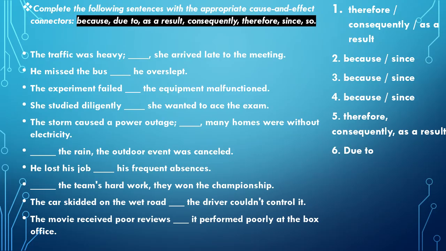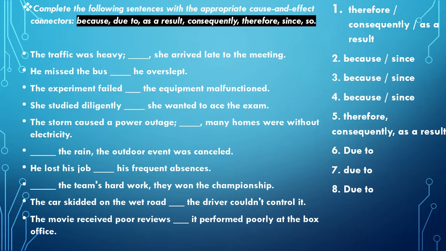He lost his job due to his frequent absences. Why did he lose his job? Because of the absences that he had. Again, we use due to because it is a noun phrase, so it has to be followed after the word due to, not because or since. Because or since are followed by subject and verb. The team's hard work. Due to the team's hard work, they won the championship. Why did they win the championship? Because of their hard work.